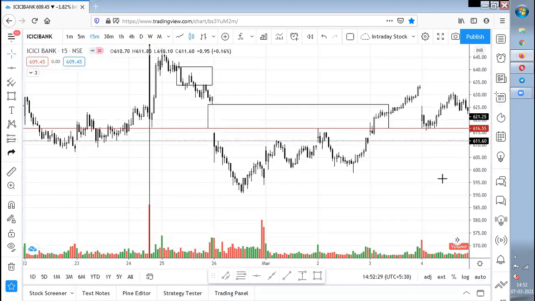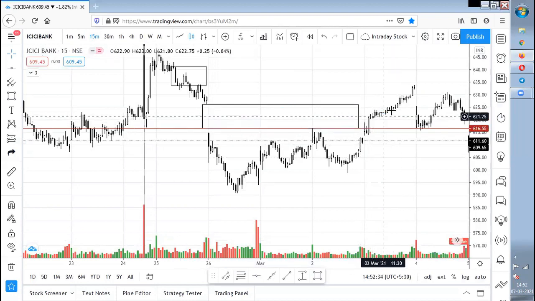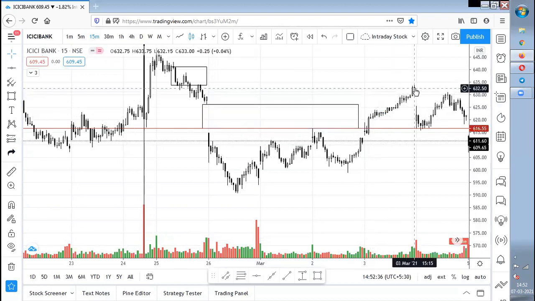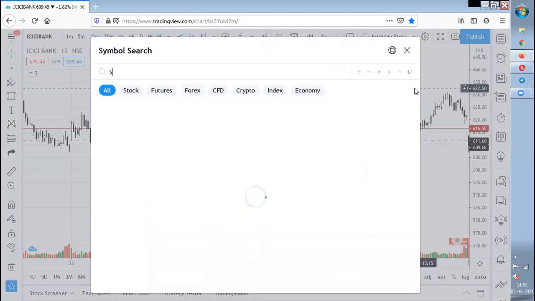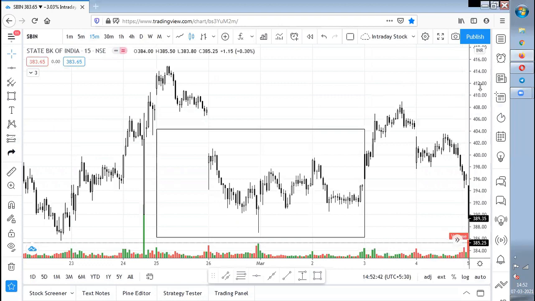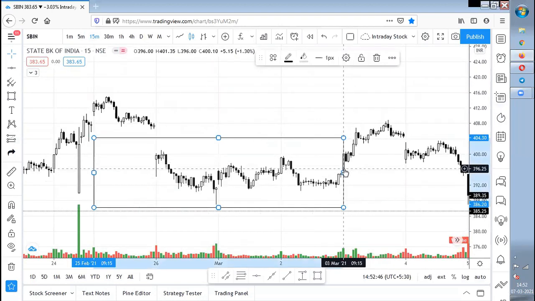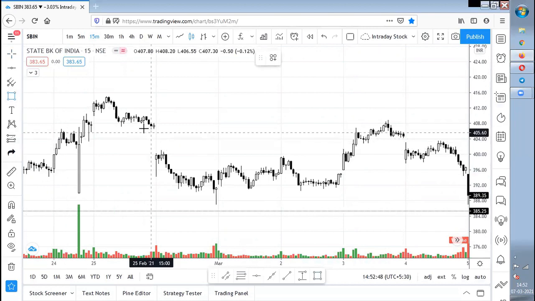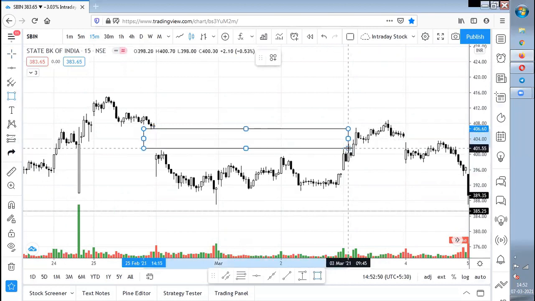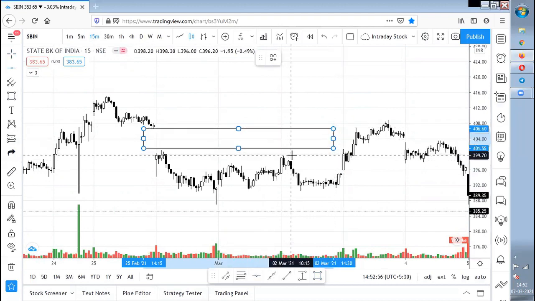And ultimately, on that particular day, ICICI Bank performed well and it gave nearly more than 2%. In the same way, SBI, State Bank of India, on 3rd of March, if you could see, let me remove this. There is a gap zone. This is the gap zone exactly. And if you see, there is some resistance like previous day high and the current week.